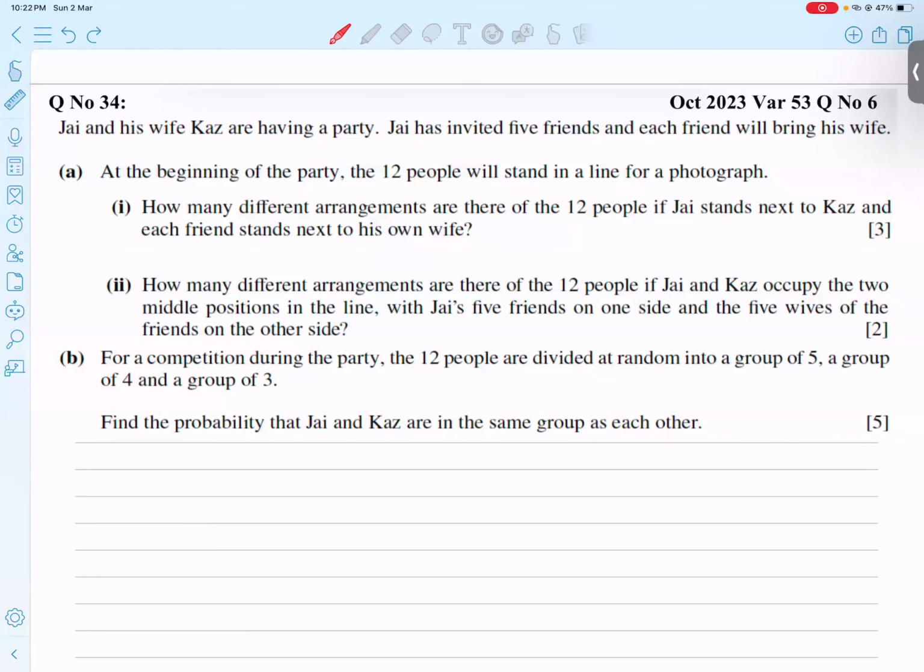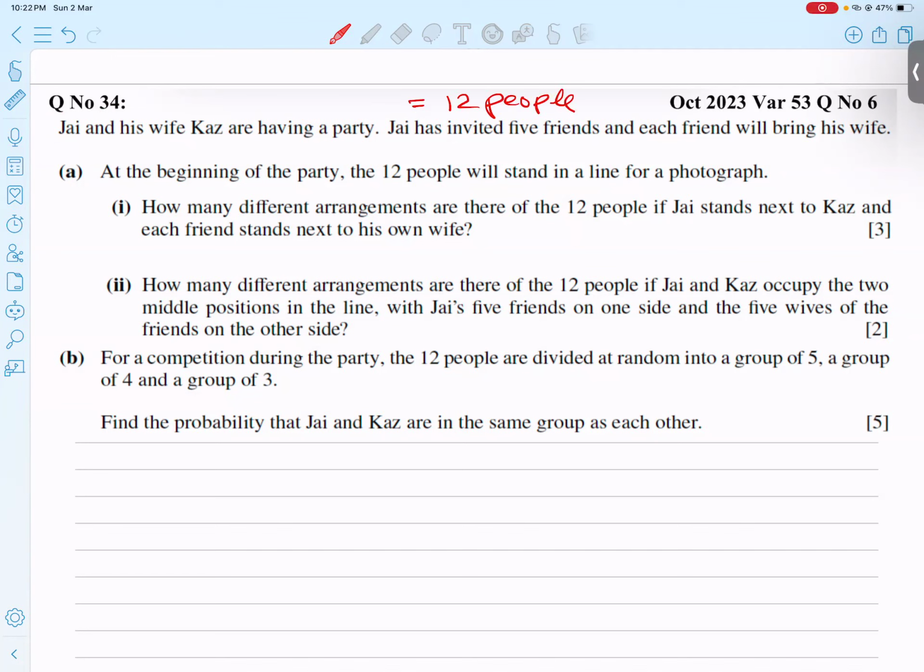And the topic is permutation and combination. Jay and his wife, Kaz, are having a party, and they have invited 5 friends, and each friend will bring his wife. So it means 2 husband and wife, and 5 friends plus 5 wives, which is 10. So there are 12 people in total.